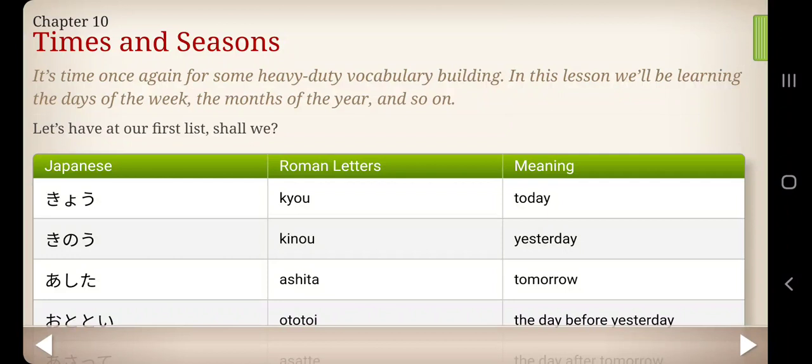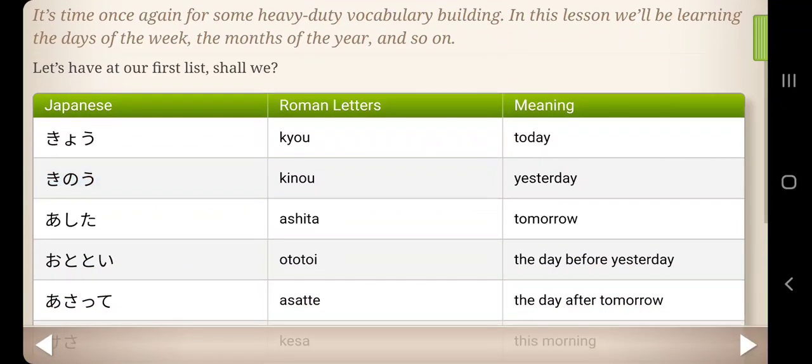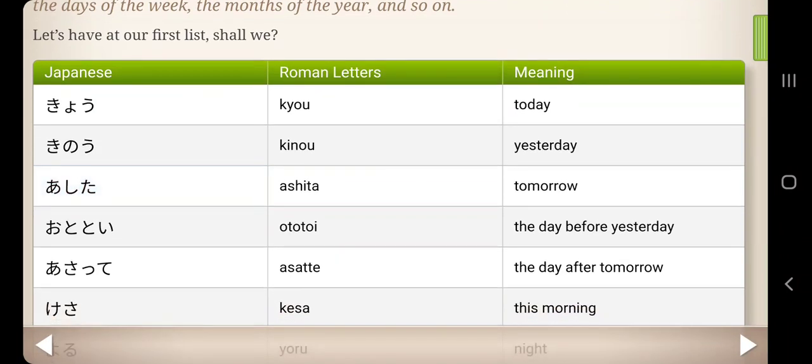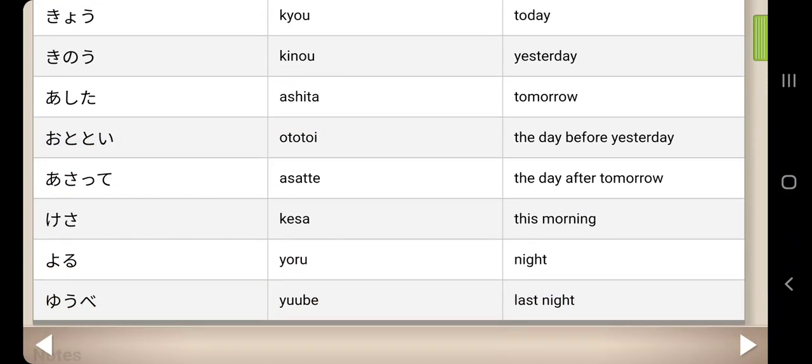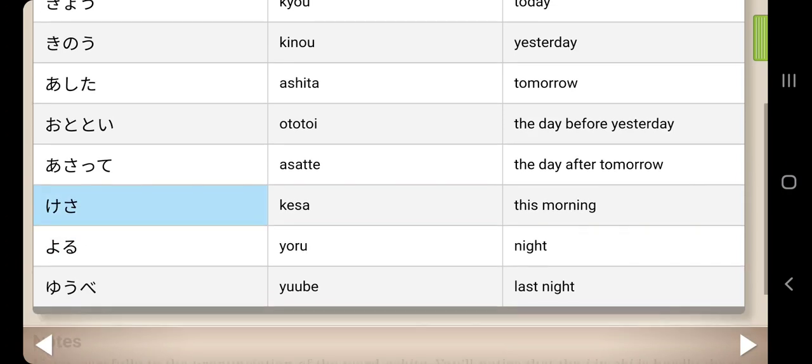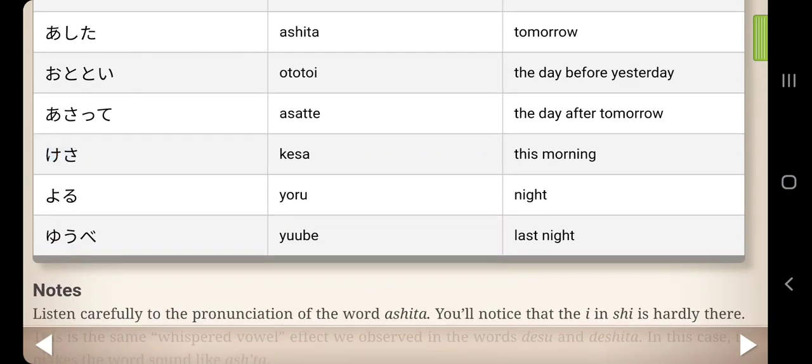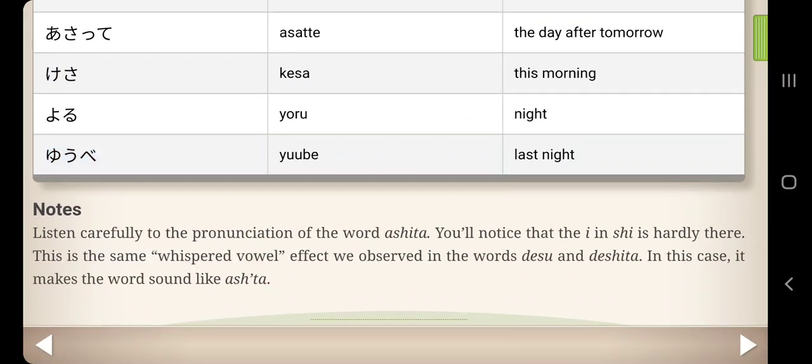So today is Kyo. Kino for yesterday. Ashita for tomorrow, like Ashita no Joe. Ototoi, the day before yesterday. Asatte, the day after tomorrow. Kesa, this morning. Yoru, night. Yube, last night.